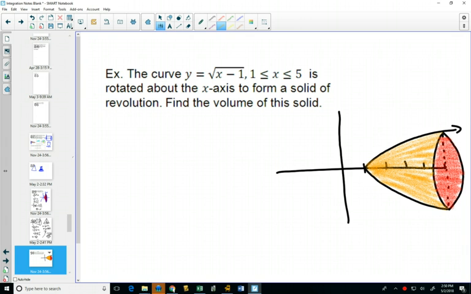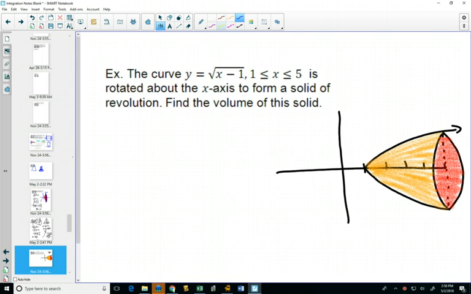I advise drawing them to get a sense for what you're doing. You're going to find out sometimes where things are at based on that. So now we have to figure out that volume.